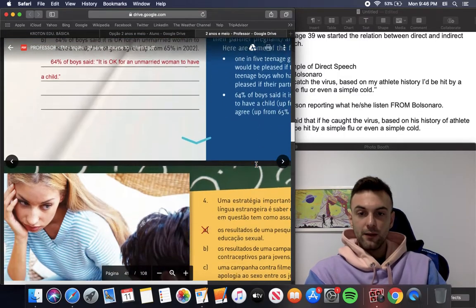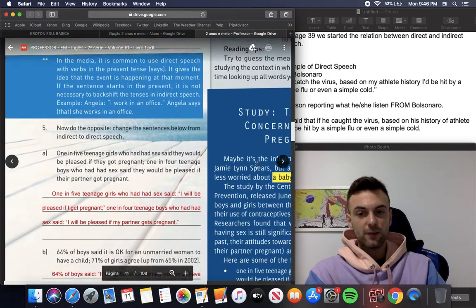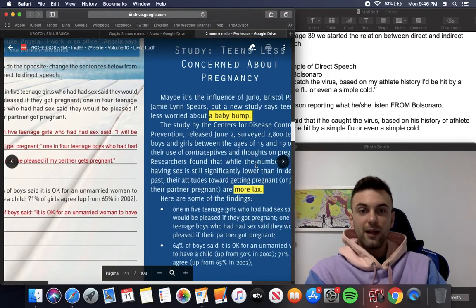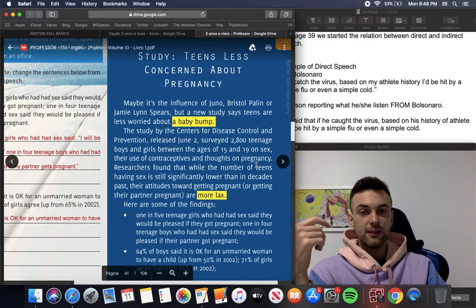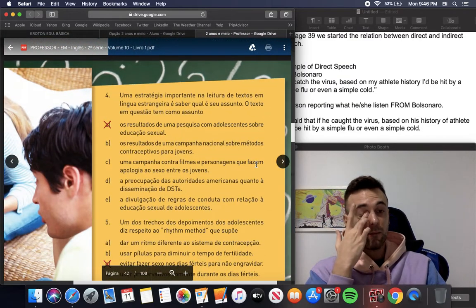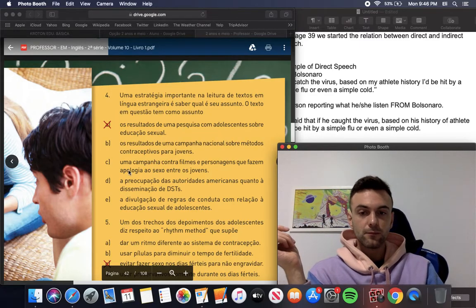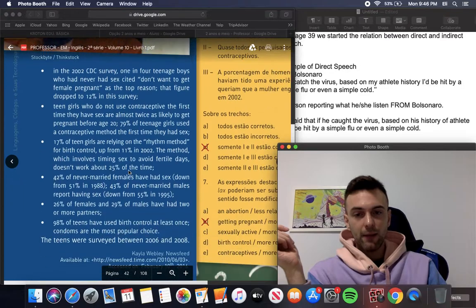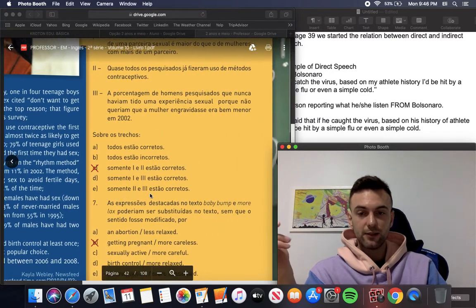Legal. Então, trabalhamos essas respostas. Espero que vocês tenham conferido aí. Trabalhamos também um pouquinho sobre teens less concerned about pregnancy. Os adolescentes que estão pouco preocupados com a gravidez. Né? Aqui tem também o questionário, né? Essa pesquisa vai estar aqui embaixo, eu li ela e traduzi com vocês.